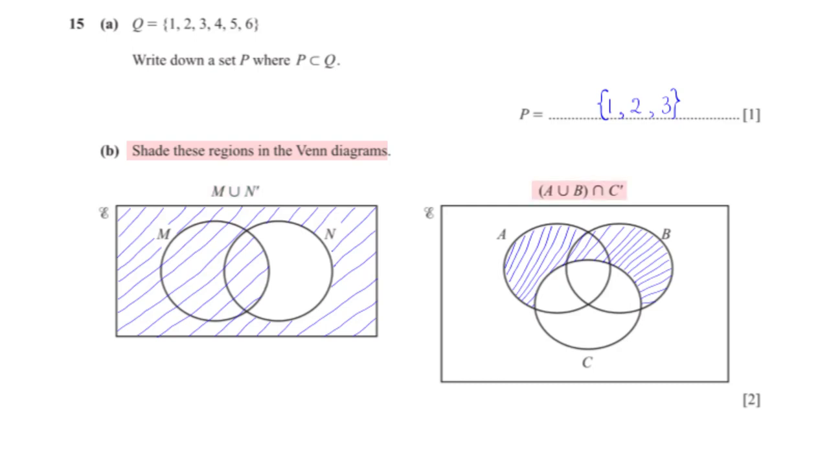Shade A union B intersection C complement. So in other words, we are shading the region in set A or B and at the same time not in C. If we just shade the region in set A or set B, this is what we are going to have. But if this region is not supposed to be in set C, then this is what the final shaded region is supposed to look like.